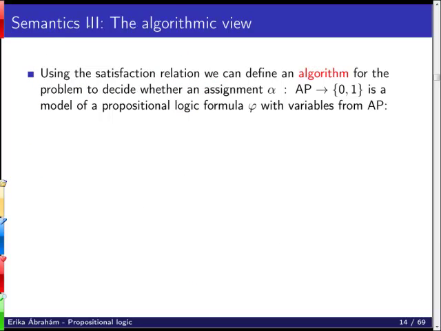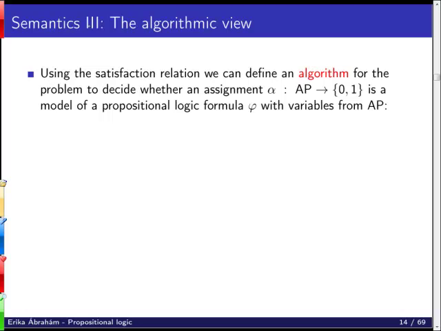And now semantics 3 is the algorithmic view. This is quite similar to the satisfaction relation, but now we do it algorithmically. That means we do not define a function, but an algorithm. So we define an algorithm using the satisfaction relation to answer the problem whether an assignment alpha, assigning values to the atomic propositions, is a model of a propositional logic formula phi with variables from A to P. Okay, how would we do this?